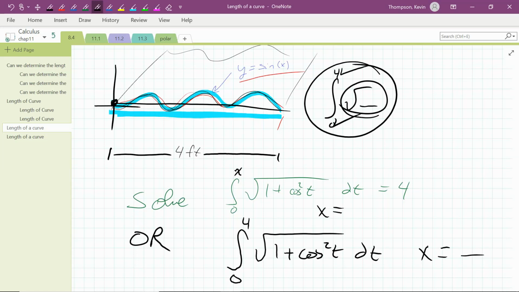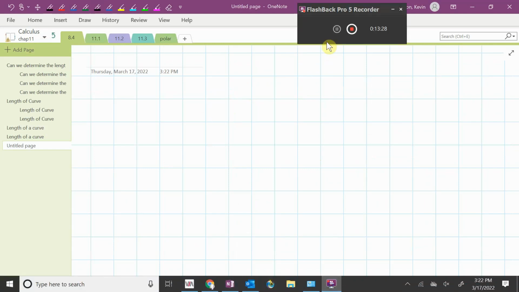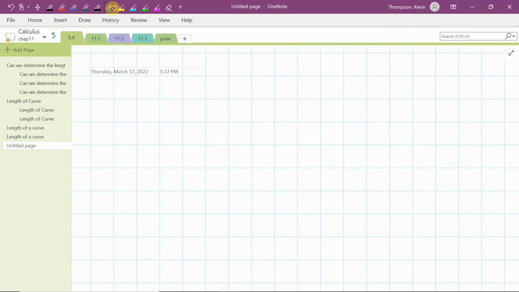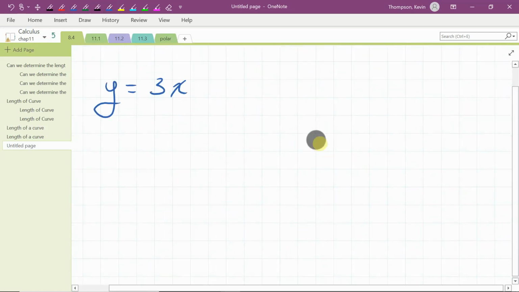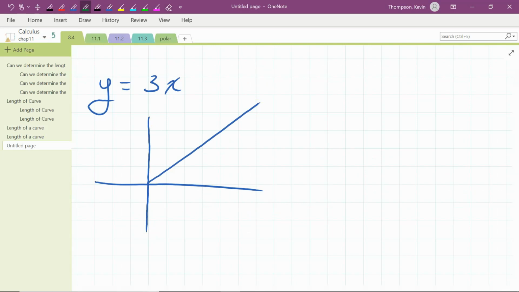Let's do a simpler example. So I'm gonna give a function here that is very easy. So draw this with me. y equals 3x. And suppose I'd like to know the length of the curve from 1 to 4. Okay.